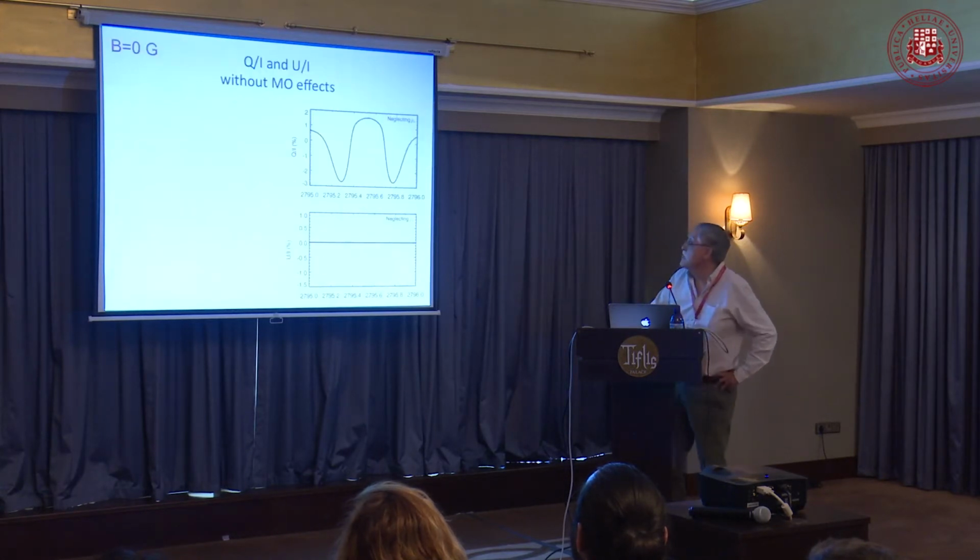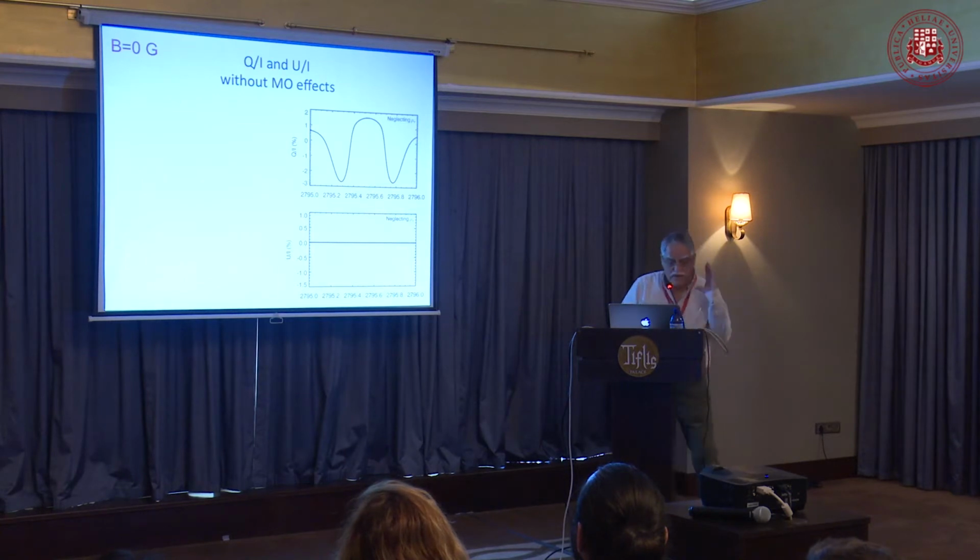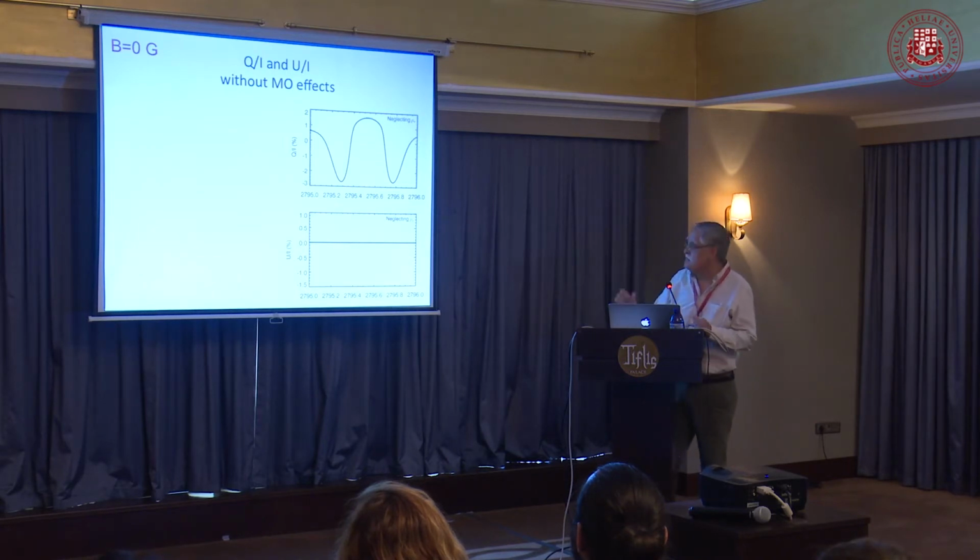So very quickly, let us see what happens for the magnesium k line with the scattering polarization of Q and U when taking into account the joint action of Hanle and Zeeman, but ignoring this magneto-optical effect.